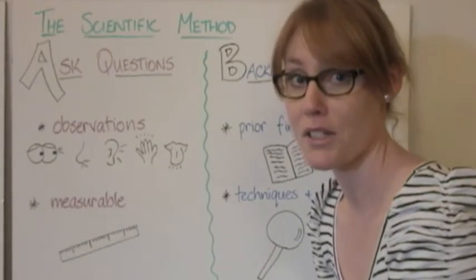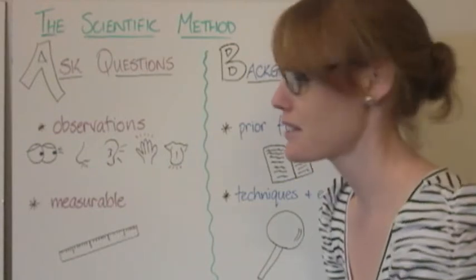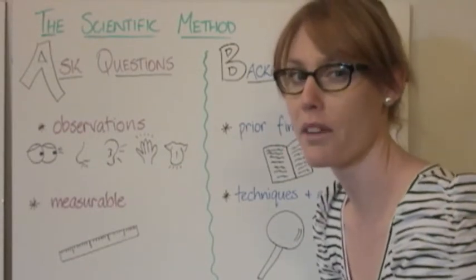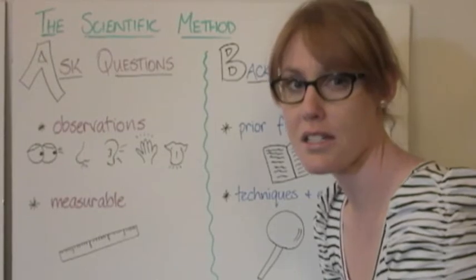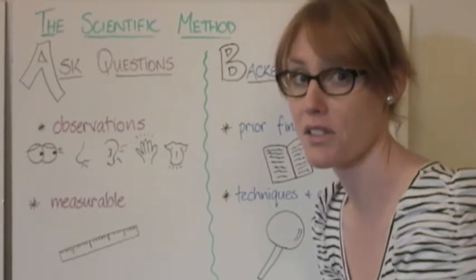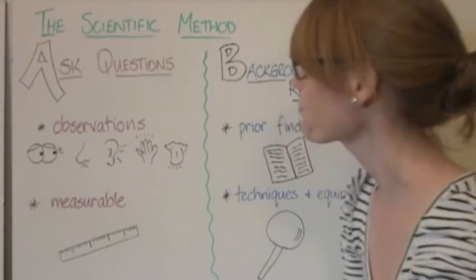When we're asking a question at the beginning of the scientific method, we need to think about whether the question can be measured. Is it measurable? Is it something that we can measure and find the answer to?